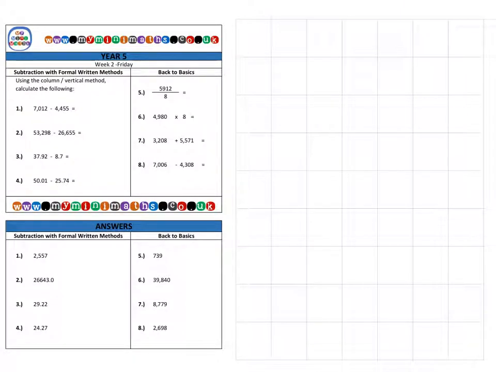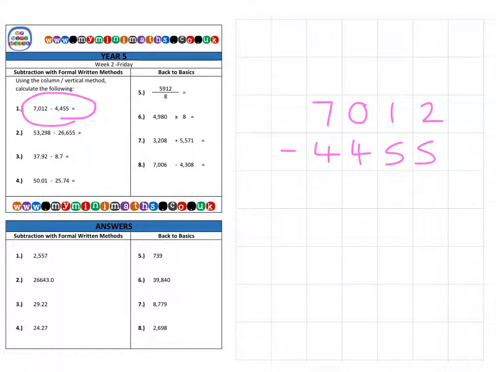And today we're going to be subtracting 4-digit numbers, 5-digit numbers and decimals, all using the formal written method or vertical method or column method. So first of all, on to question 1, which is a 4-digit subtract a 4-digit. So we have 7,012 and we're going to subtract 4,455.